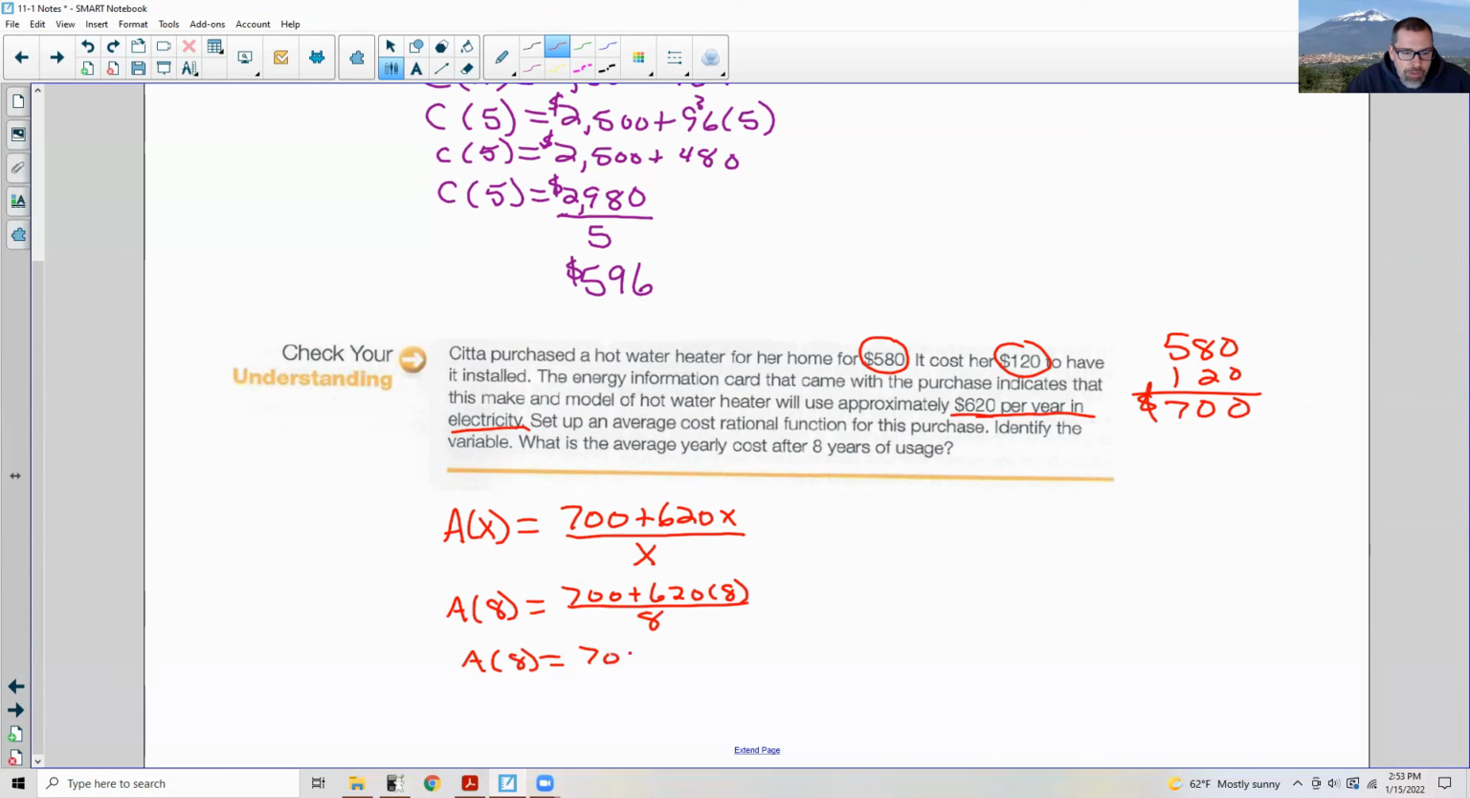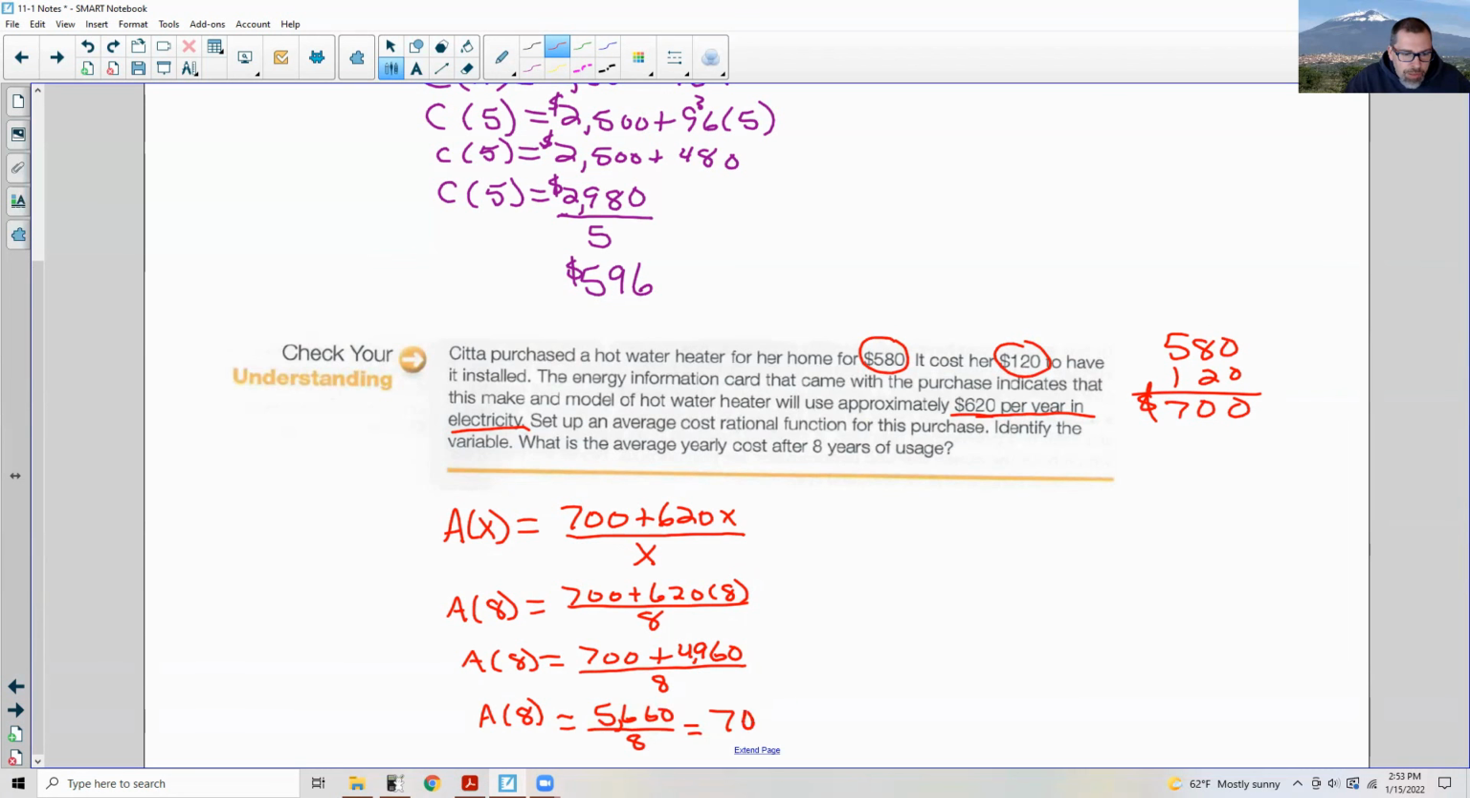And that would be 700 plus 8 times 0 is 0, 8 times 2 is 16, carry the 1, 48 and 1 is 49. So it's $4,960 to run it over the 8-year period. And if we average in the cost of the machine, oops, what am I doing here? If we average in the cost of the machine and the installation, we'd get $4,960 plus 700, which is $5,660 divided by 8.